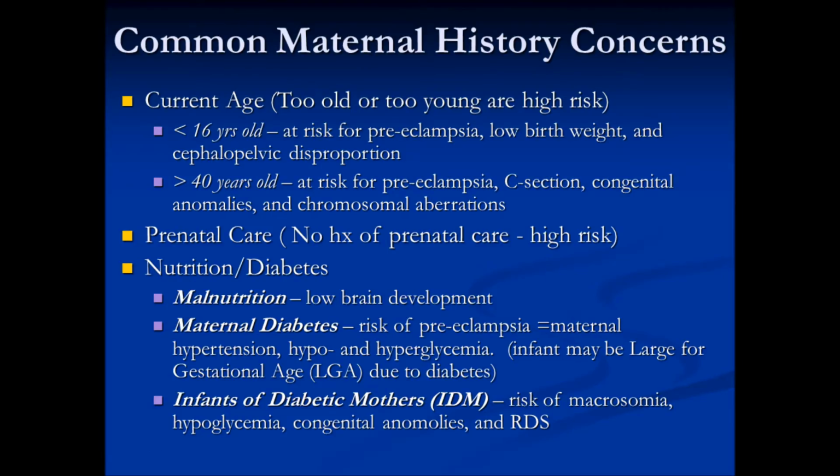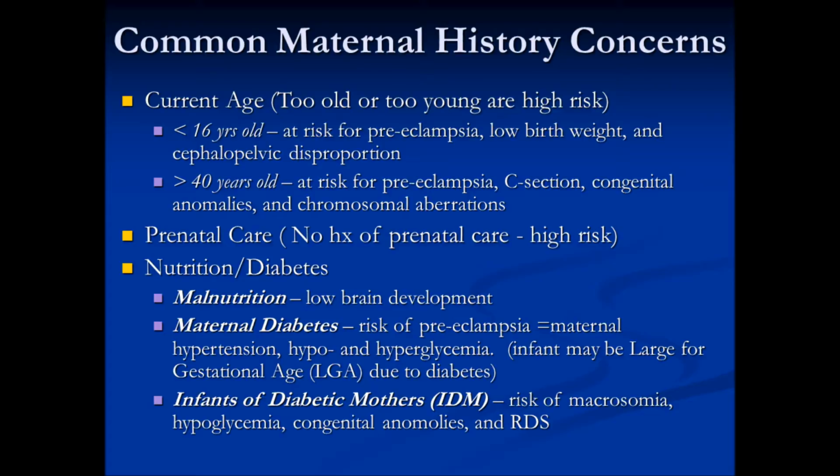Okay, on the other slide I mentioned, we'll talk more about common maternal history concerns. Age is a very big one. Too old or too young are high risk. So less than 16 years of age puts you at risk for things like preeclampsia, low birth weight, and cephalopelvic disproportion. Baby's head is bigger than your little bitty pelvis. And that's a problem, right?